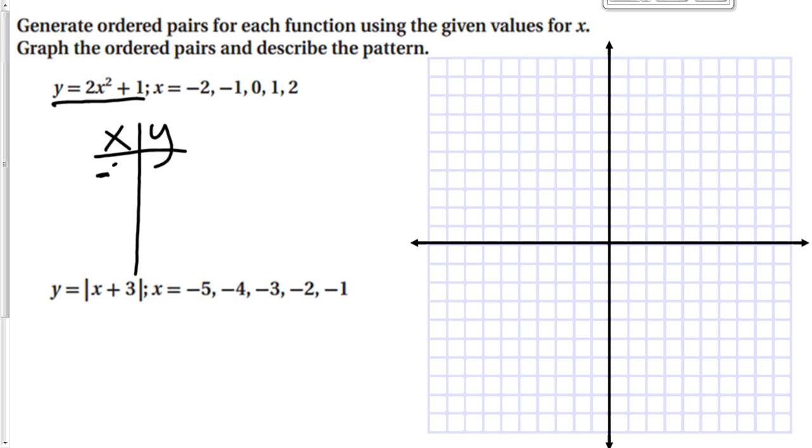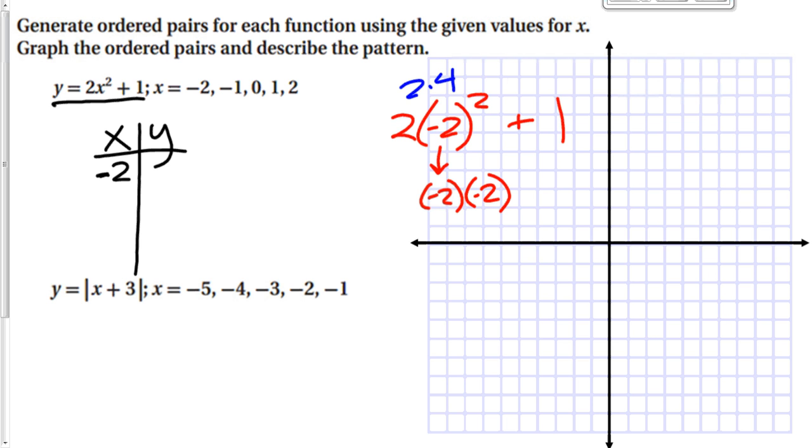Alright, so when x is negative 2, I'm going to put negative 2 in for x and see what I get. So 2 times negative 2 to the second power plus 1. Alright, we'll see what we get. So first we have to do the power. Remember, this means negative 2 times negative 2. And that comes out to positive 4. So this is really 2 times 4 plus 1, or 8 plus 1, which is 9.